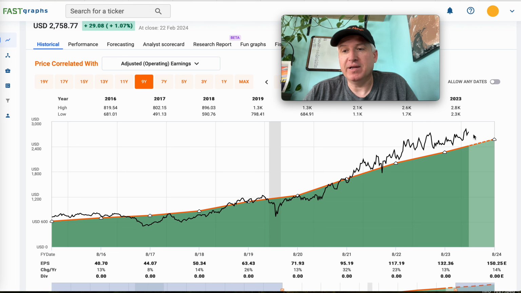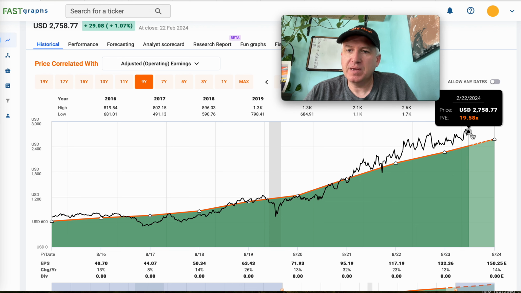Well, you can just think about it. If you think of a PEG ratio, we'll call this a little under a 20 PE. You have a 10% growth rate. That's a PEG of 1.9, we'll say.